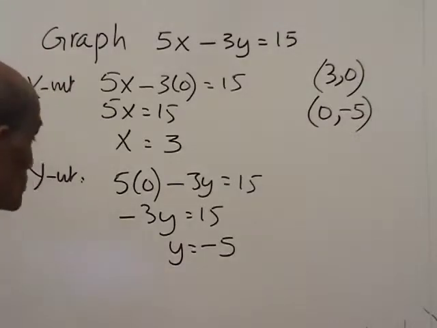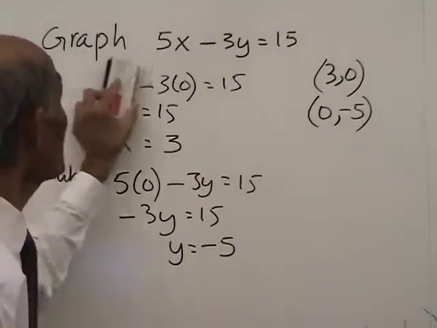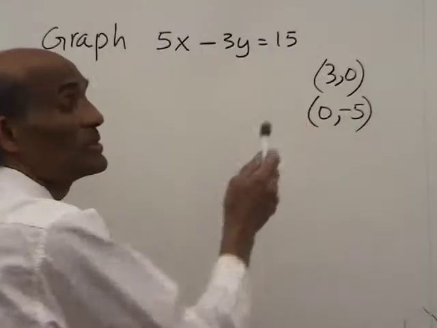Okay, I'm now going to remove this from the board. We have found the x and y intercepts. The x-intercept is 3, 0.